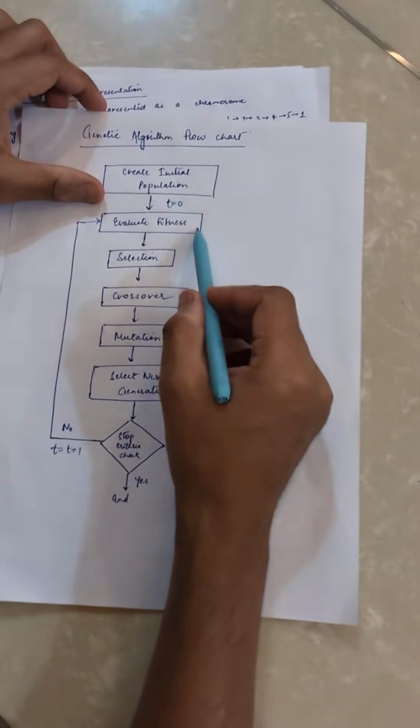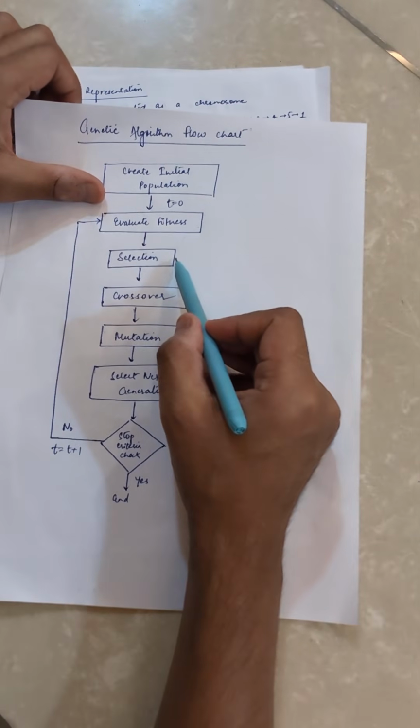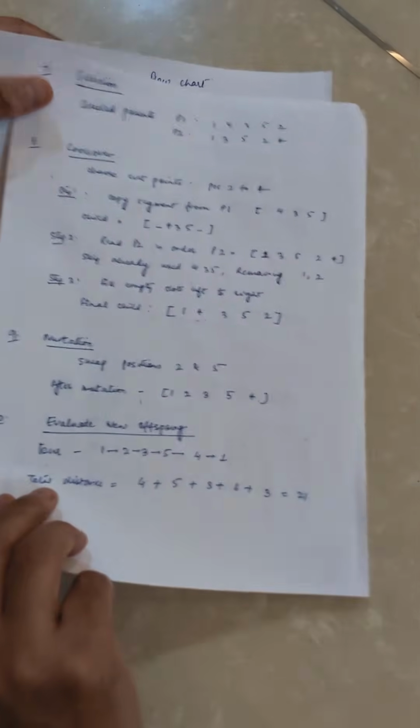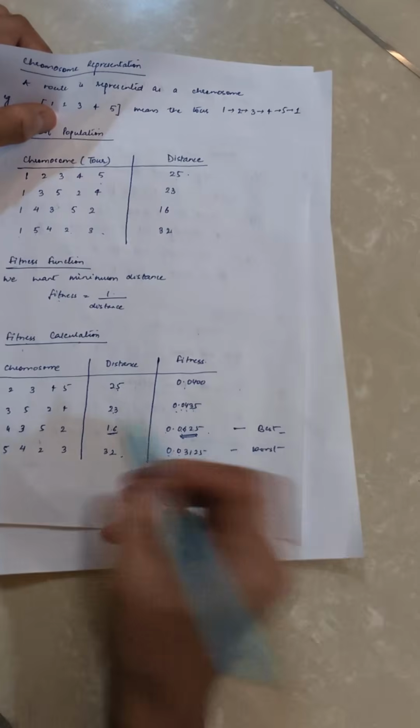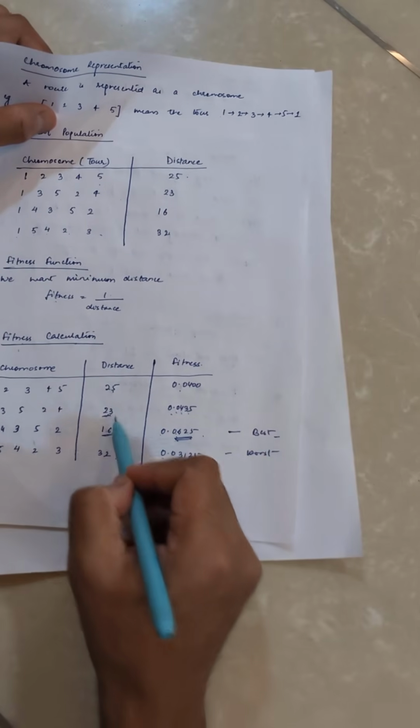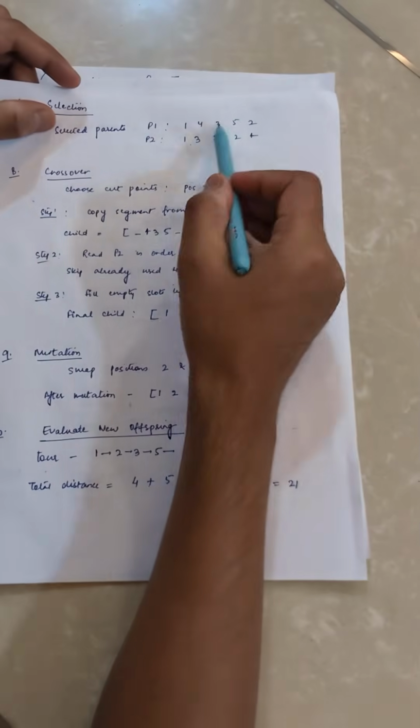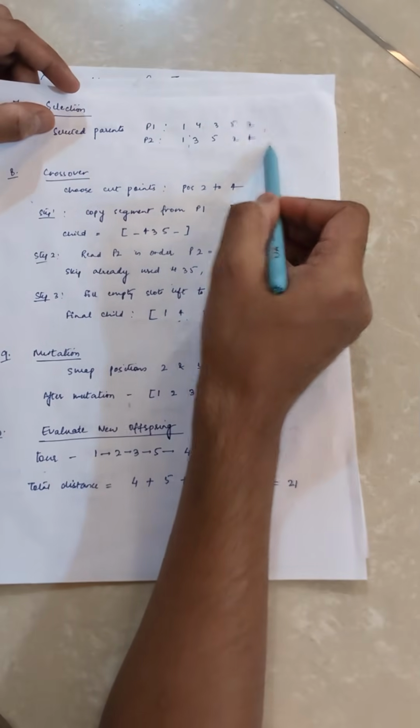So the next step in the algorithm, after you have evaluated the fitness for each chromosome, is to select, right? Select two parents for mating. So what we'll do is we'll select this P1, we'll select this one and this one, right? So these two are the best parents, right? So we'll select 14352 and 13524.